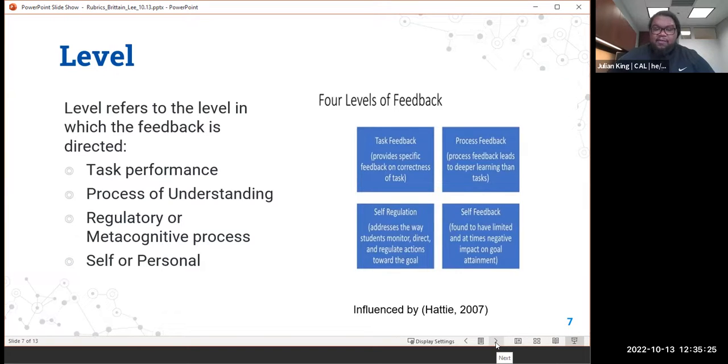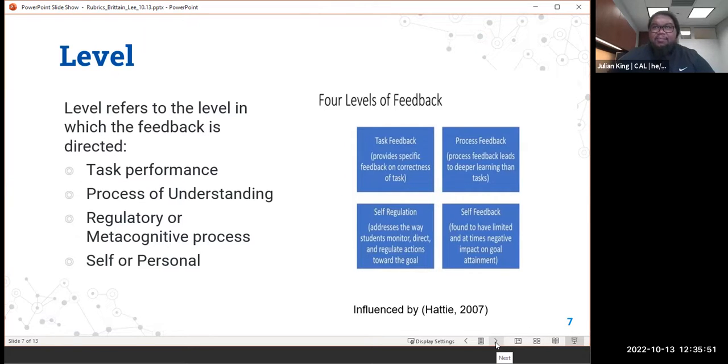Your metacognitive or self-regulation addresses the way students monitor or regulate actions towards that goal, especially when you're talking about group projects, being able to speak to those direct actions that correlate towards the accomplishment or success of that specific assessment. And then your self-feedback. I know a lot of us use self-reflection and self-feedback in different aspects.